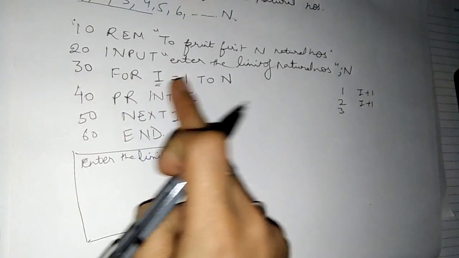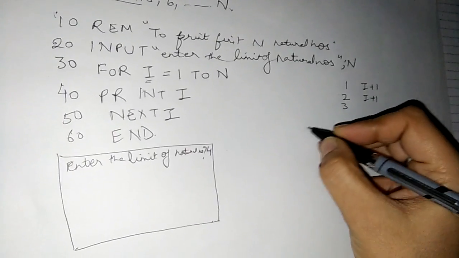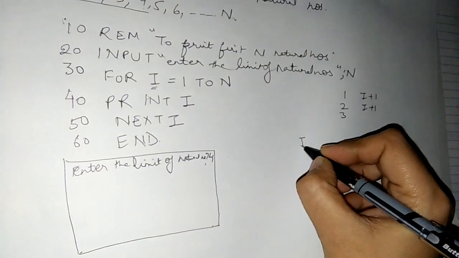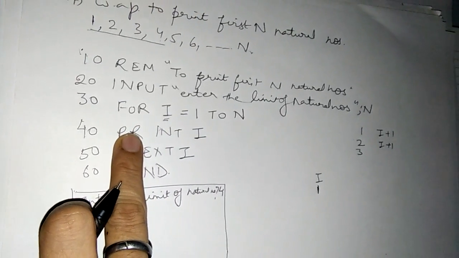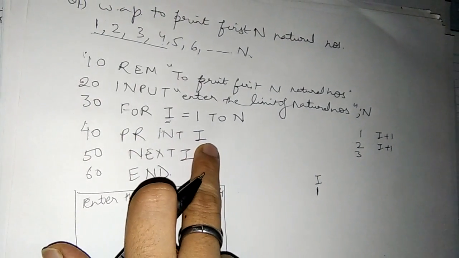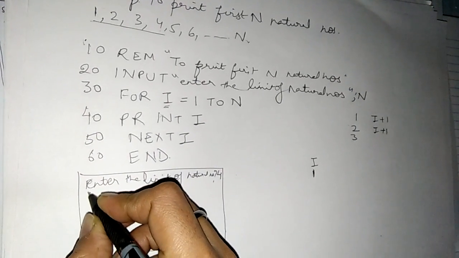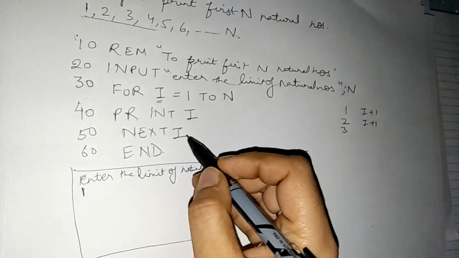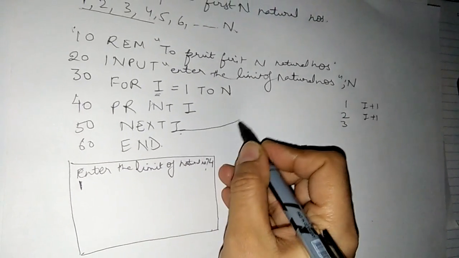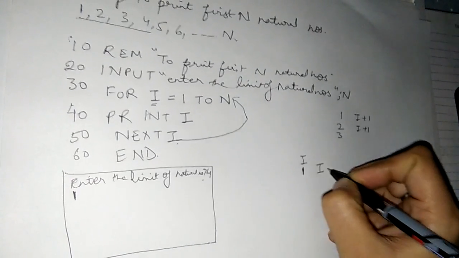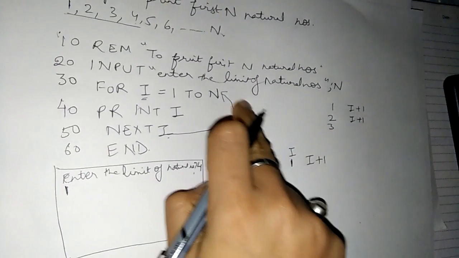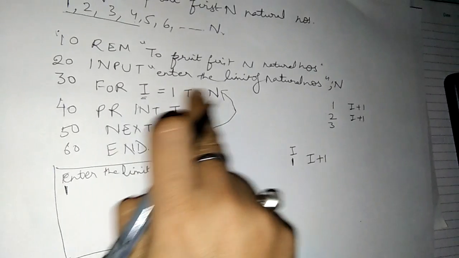Now the loop will start. I am showing you the dry run again. The value of I I am writing it here. The initial value of I will be 1. Okay, and then PRINT I. The value of I will be printed. I is 1, 1 is printed. Now NEXT I. NEXT I means the loop will increase the value of I by 1 and it will go back to the FOR statement.